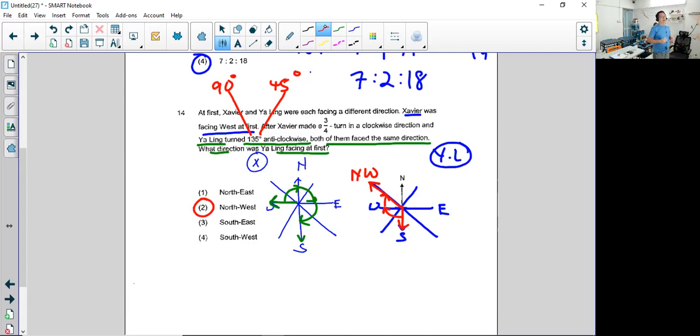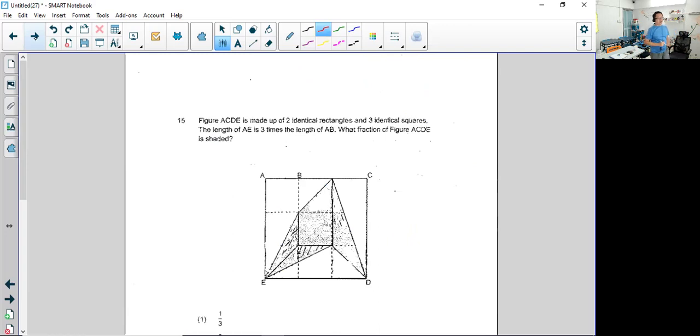All right, so how to do this? You can't do it mentally. You have to draw out the compass for both persons, and then show the arrow pointing from where to find the answer. So there's no mental over here. Otherwise, you most likely will make a careless mistake if you do it mentally. Okay, question 15. Okay, what is this?